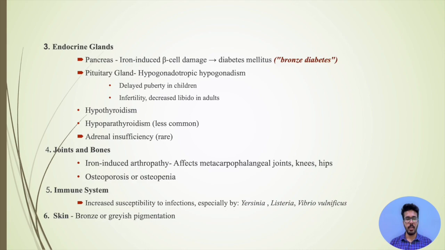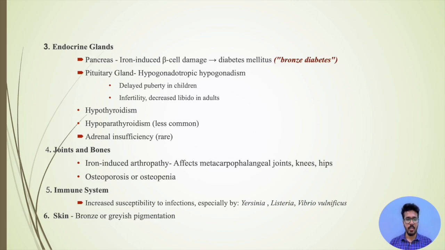Endocrine glands. In the pancreas, there is iron induced beta cell damage causing diabetes mellitus, commonly known as bronze diabetes. In the pituitary, there is hypogonadotropic hypogonadism, and there can be hypothyroidism, hypoparathyroidism, and adrenal insufficiency also in rare cases. Coming to joints and bones, there is iron induced arthropathy which affects the metacarpophalangeal joints, knees, and hips. Osteoporosis or osteopenia may also be seen.